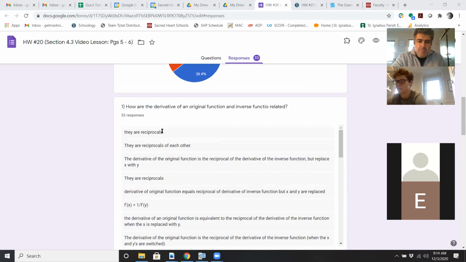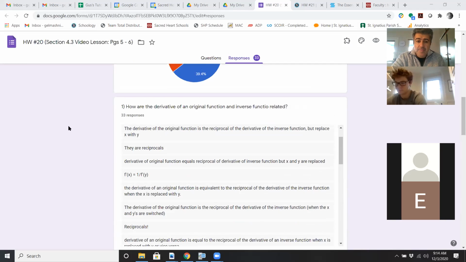Number 1, yes, they're reciprocals. That's exactly how they're related. They are reciprocal, and ooh, that's good. F prime of x equals 1 over f prime of y. That's exactly it.